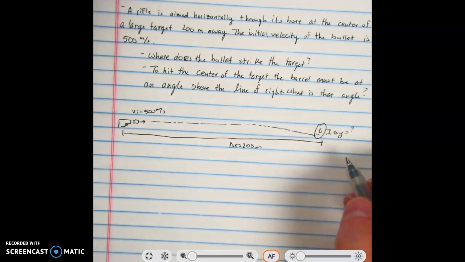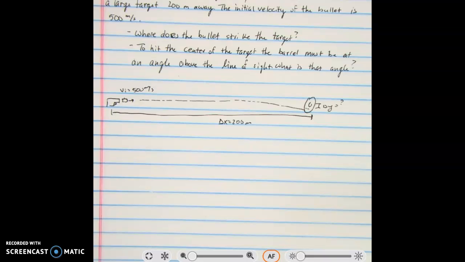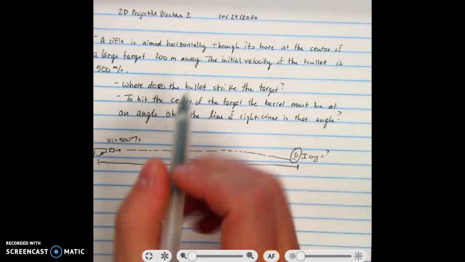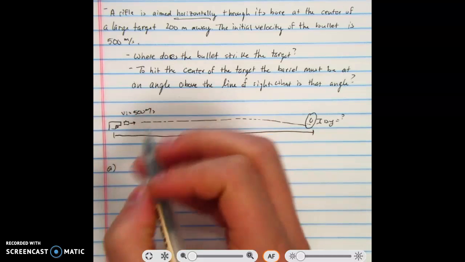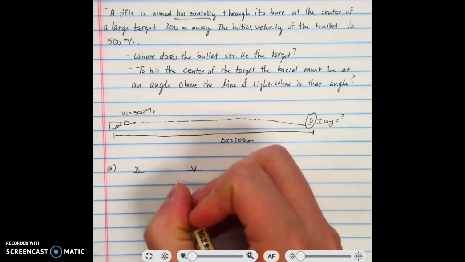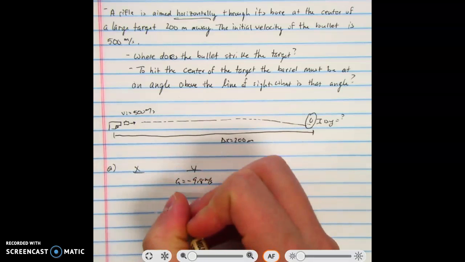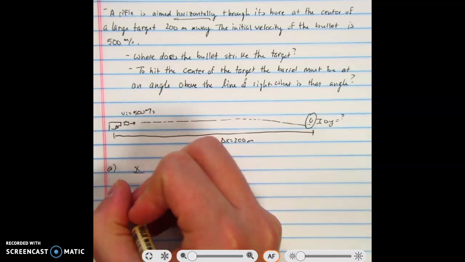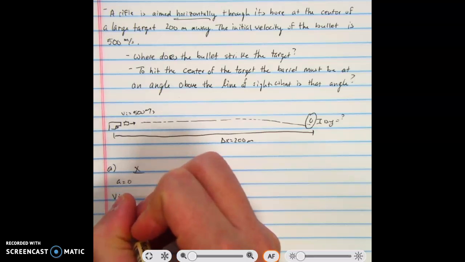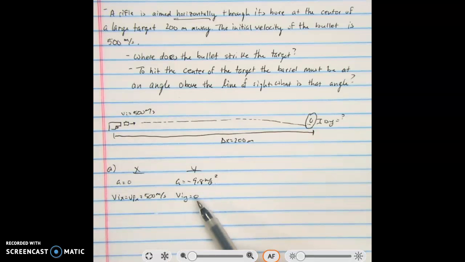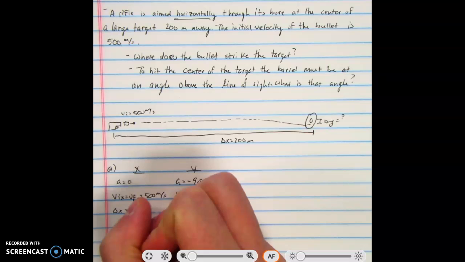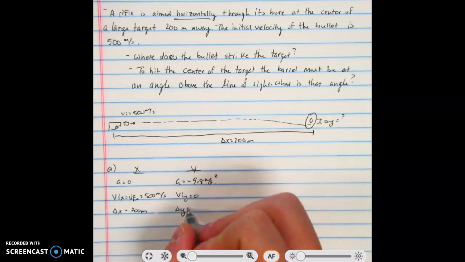Well, this first part of the question is actually a horizontal projectile situation because it even states at the top right here, it is shot horizontally. I'll call it part A because it's the first part, even though it's not labeled A. Let's start by listing out all of our givens. Acceleration in the y-axis is always negative 9.8. Initial velocity y is 0. Acceleration in the x is always 0, and our velocity is constant at 500. I'm going to add in delta x is 200 meters. We want to find delta y.